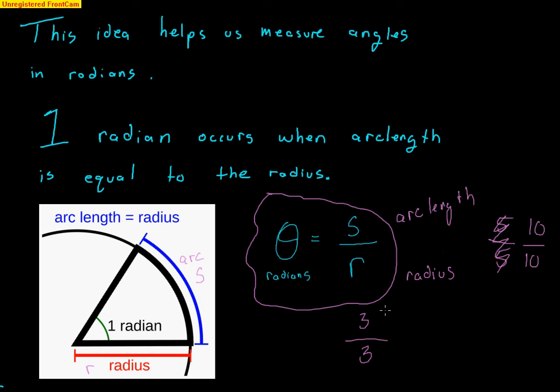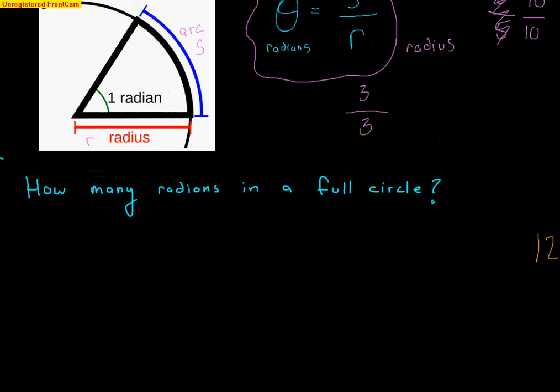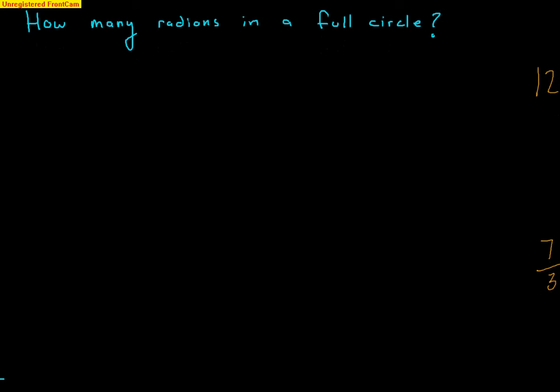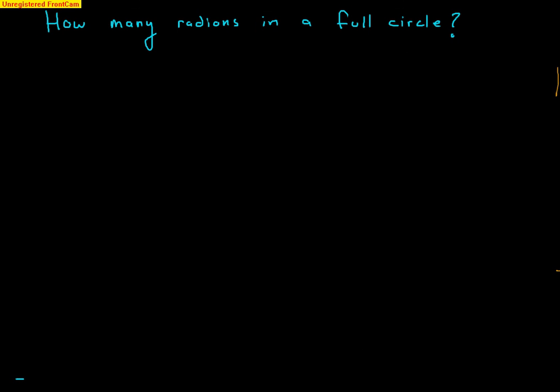So this allows us to measure angles in a unique way, relating the arc length to the radius. So a radian is the arc length divided by the radius. That's how you find radians. 1 radian is when the arc length is equal to the radius. Okay? So how many radians are in a full circle? Well, this is actually really easy to understand. In a full circle, we know that there are 360 degrees. Everybody understands that. Well, what's the circumference of a full circle?